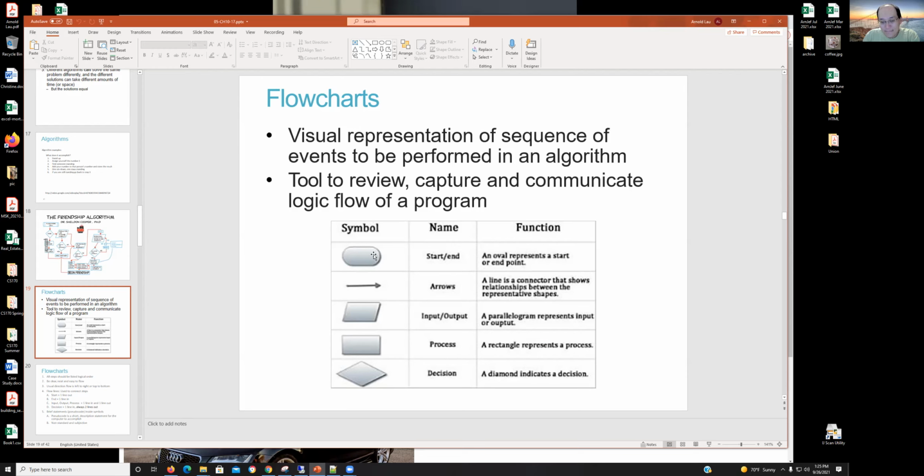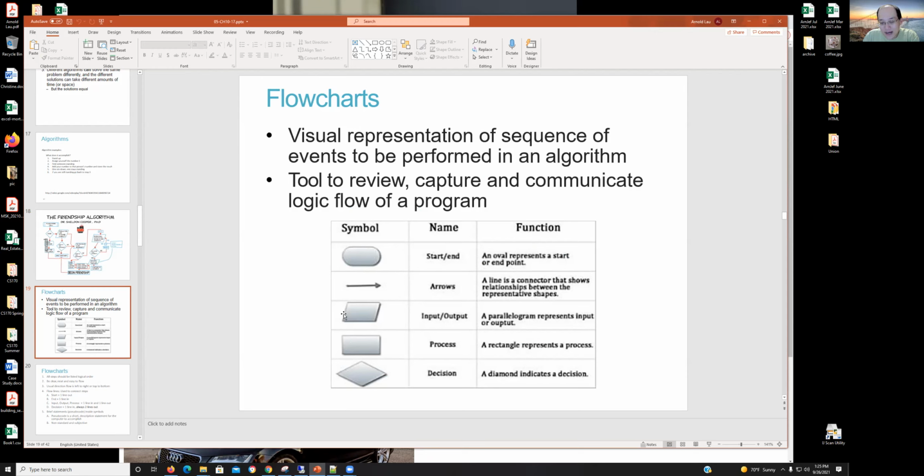This symbol here means I'm going to start my algorithm, my program. It's an oval shape, and within the oval shape, in this case, we'll say start. But when you get done with everything, it would say end. And then you have arrows to show you the direction of the logic. So from the start symbol, you would have an arrow that goes down.